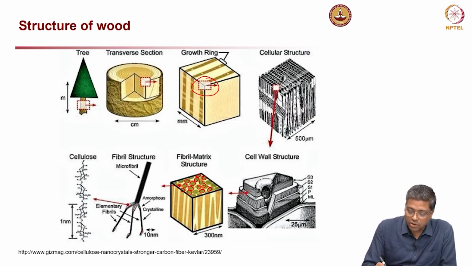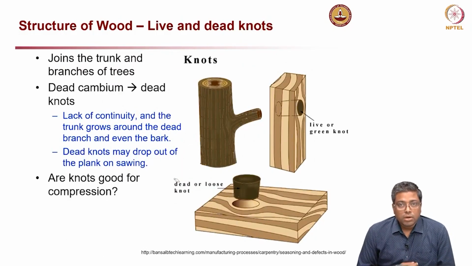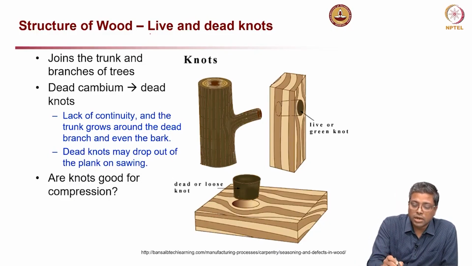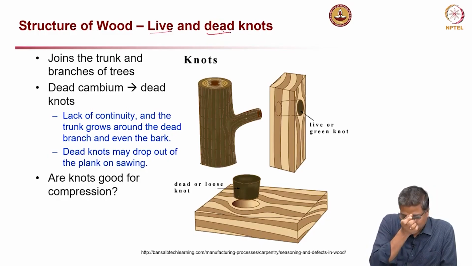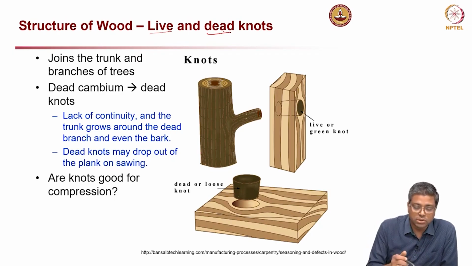So, you can start from how a tree looks like and all the way into the small chemical structure of the wood. Now, also when you look at the physical structure, there is something which you might have already seen on wood, called knots. And also there are live knots and dead knots. How do they function, or what is their role, how do they influence the properties of the wood?